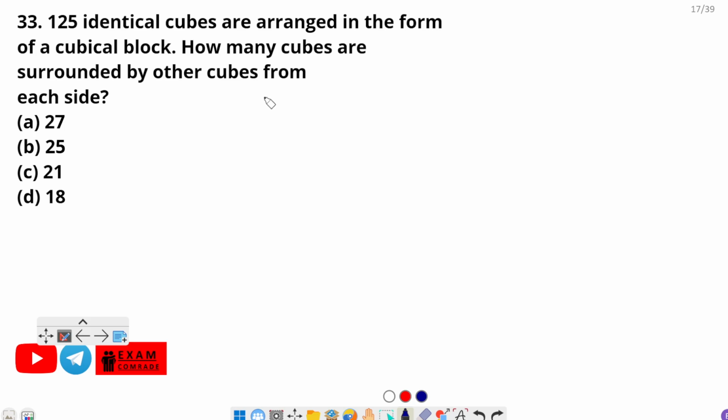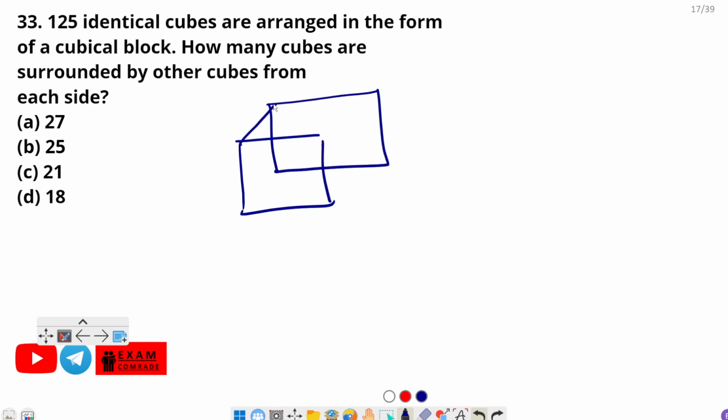There are 125 identical cubes arranged in the form of a cubical block. How many cubes are surrounded by other cubes? Suppose this is the cube that we have. So what we can say is that there will be an inner cube, this one, which will be surrounded by the other cubes.